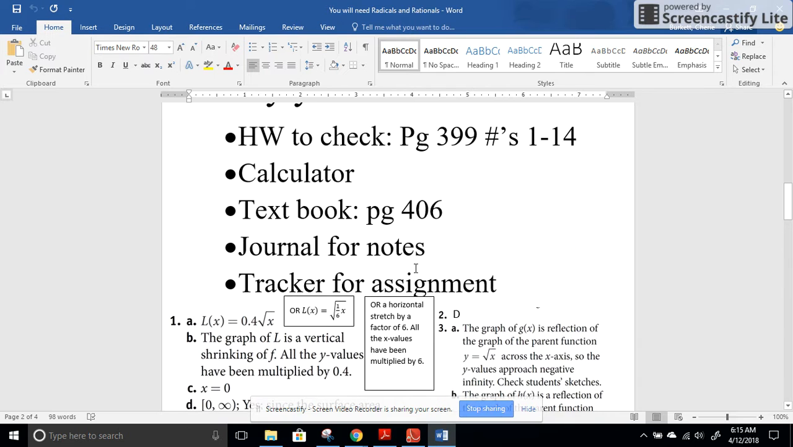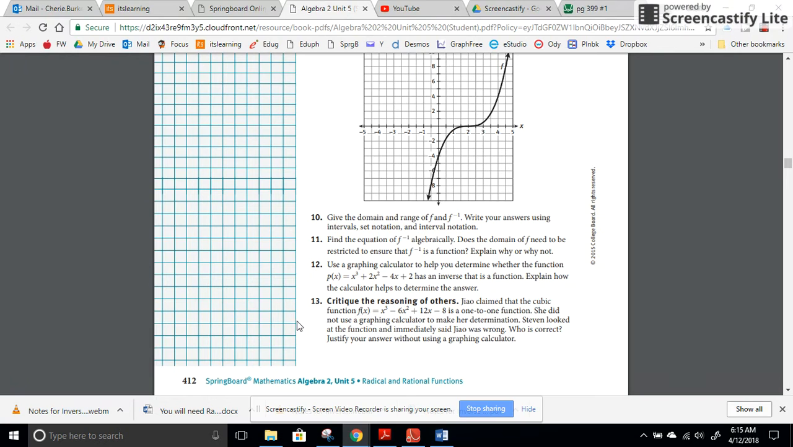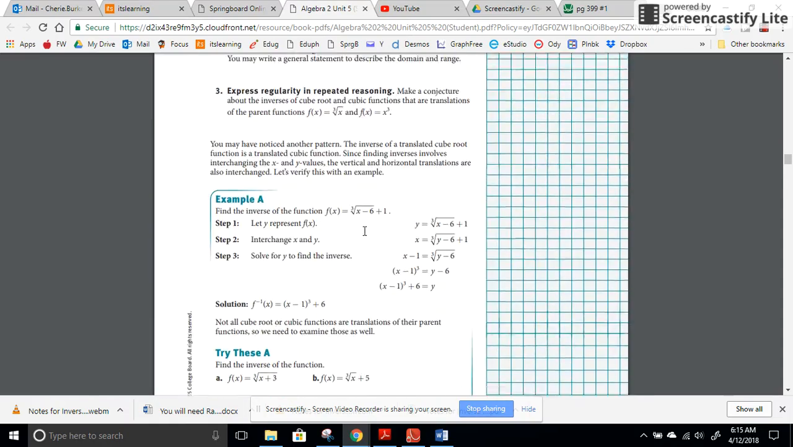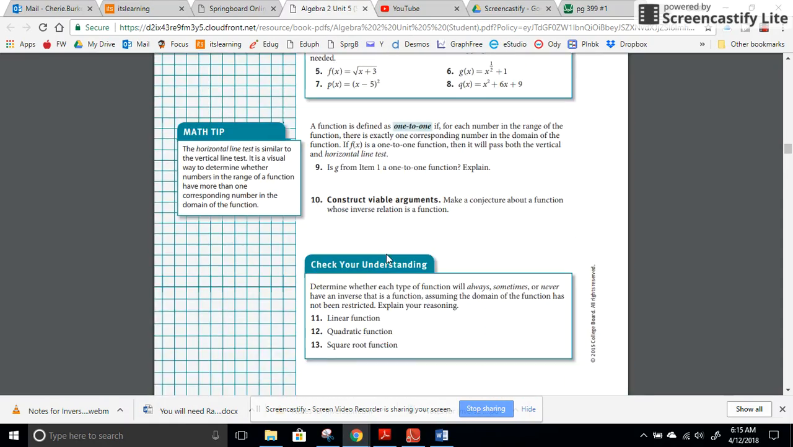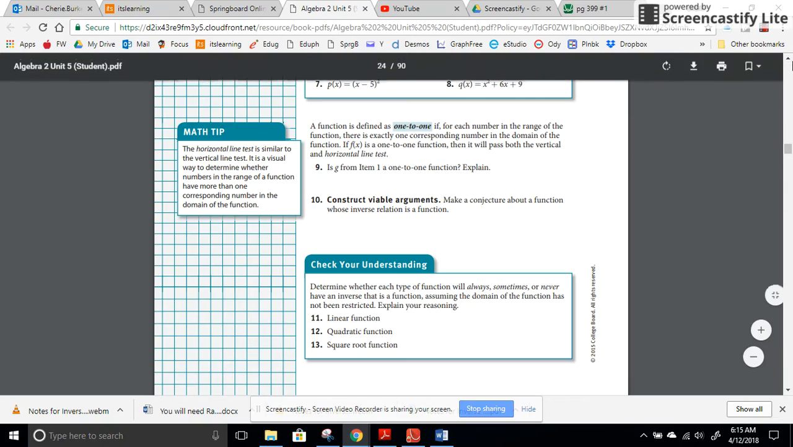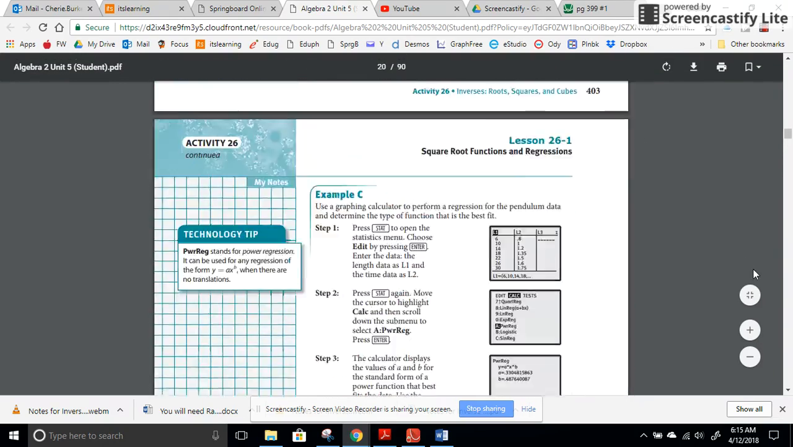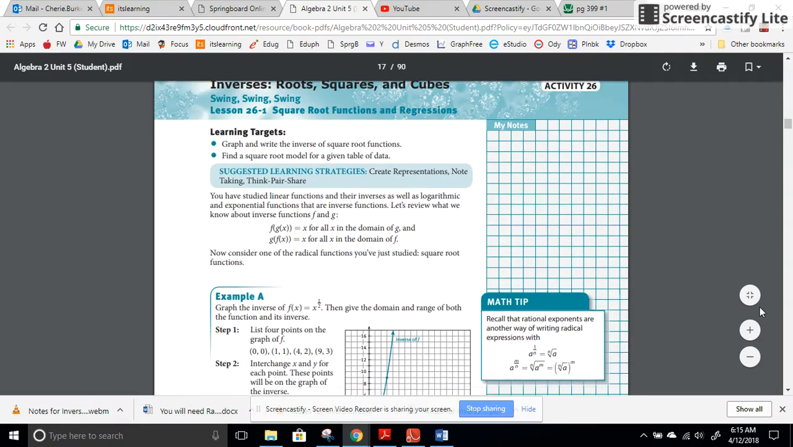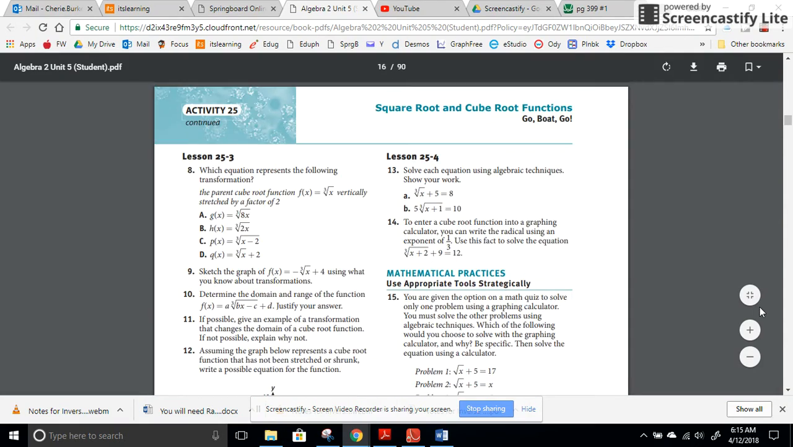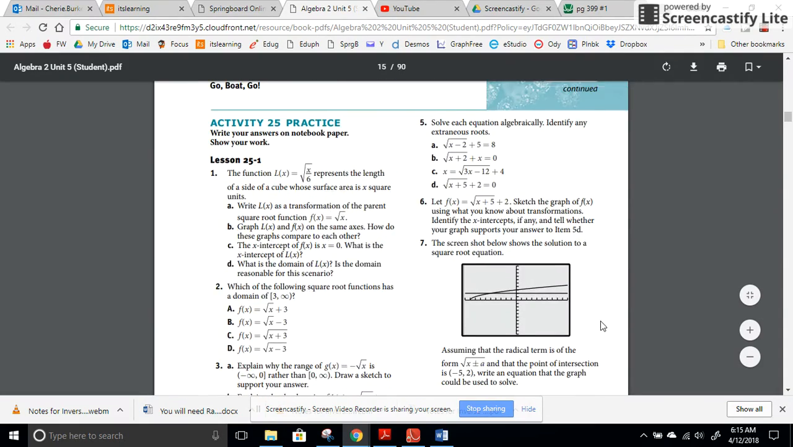Where was the homework? Page 399. So let me go back. Page 399. That's where I need to go. How do I get there fast? Page 399. Good grief. Here we go. Okay. So this is what the problem looked like.